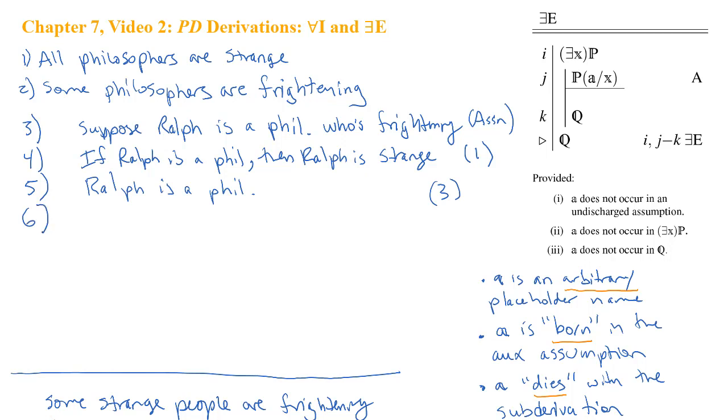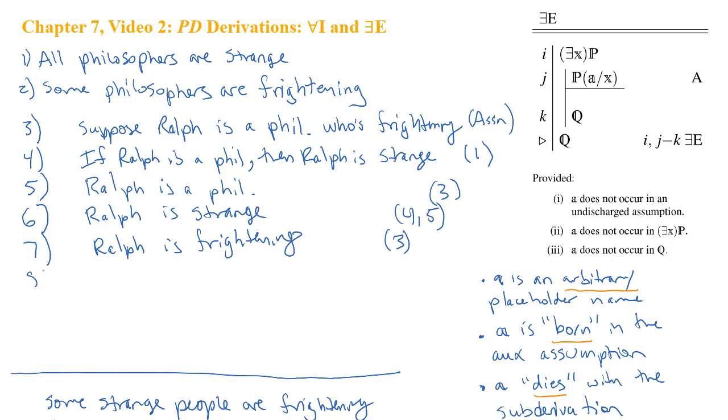From 4 and 5, we get that Ralph is strange. That's just a conditional elimination. And from 3, we can get Ralph is frightening. Now with 6 and 7 put together, we get that Ralph is strange and frightening. Now, we don't actually know that there is a person, Ralph, who is strange and frightening. We don't even know to whom this name Ralph is referring. It's just in there as a placeholder in order to make our inferential steps.